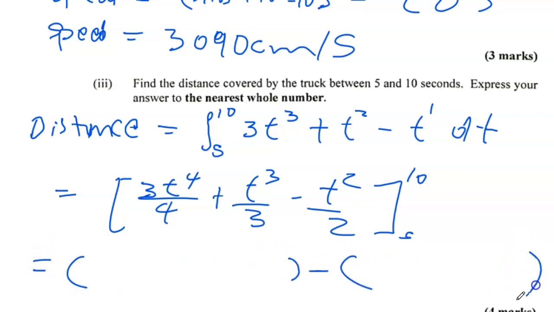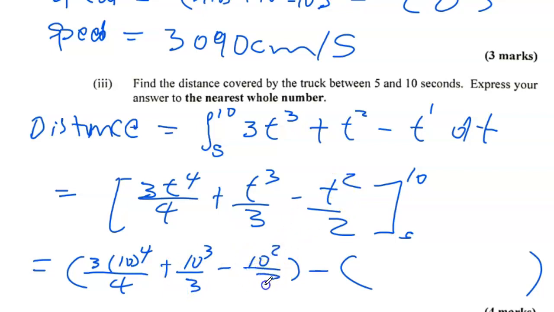In the first bracket, replace t with 10. In the second bracket, replace t with 5. So in the first bracket, we'd have 3 times 10 to the power 4 over 4 plus 10 cubed over 3 minus 10 squared over 2.